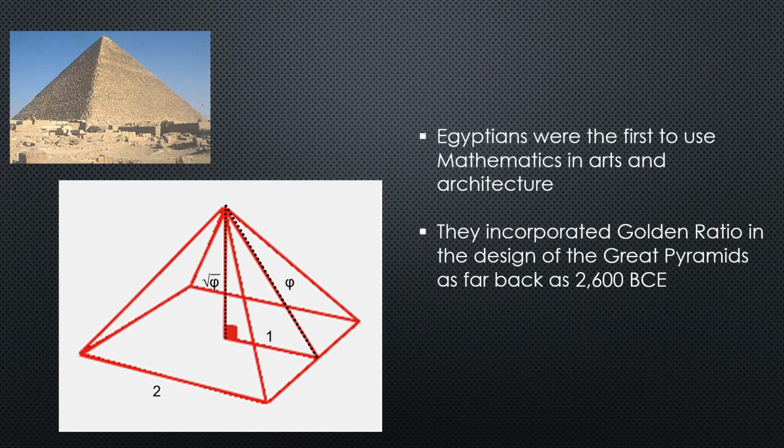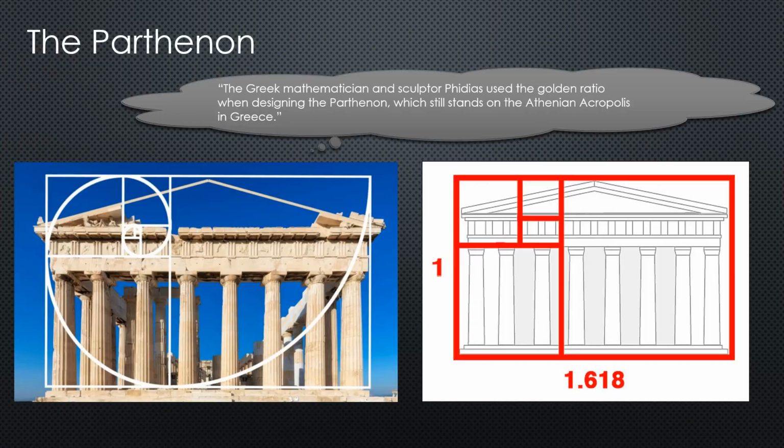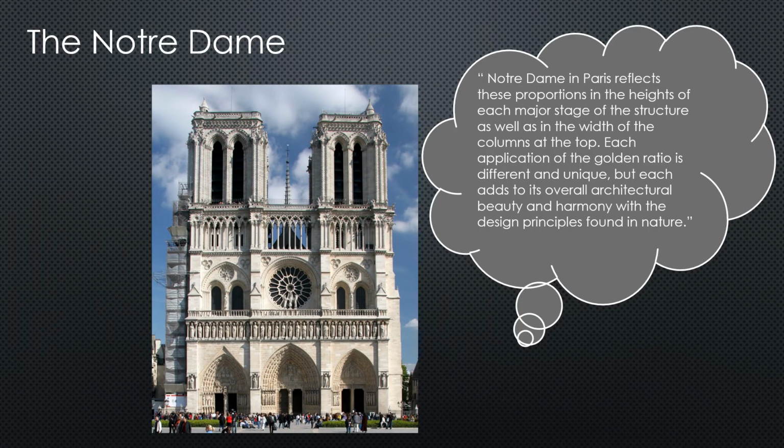Egyptians were the first to use mathematics in arts and architecture. They incorporated golden ratio in the design of the Great Pyramids as far back as 2600 BCE. The Greek mathematician and sculptor Phidias used the golden ratio when designing the Parthenon, which still stands on the Athenian Acropolis in Greece. Notre Dame in Paris reflects these proportions in the heights of each major stage of the structure, as well as in the width of the columns at the top.